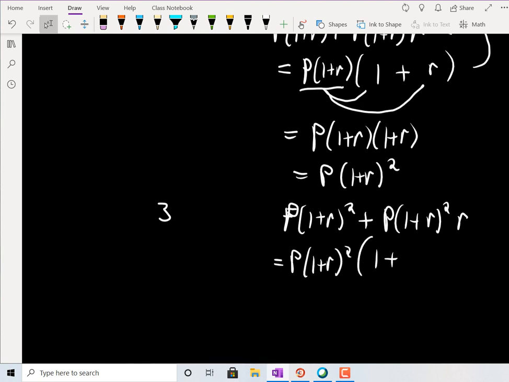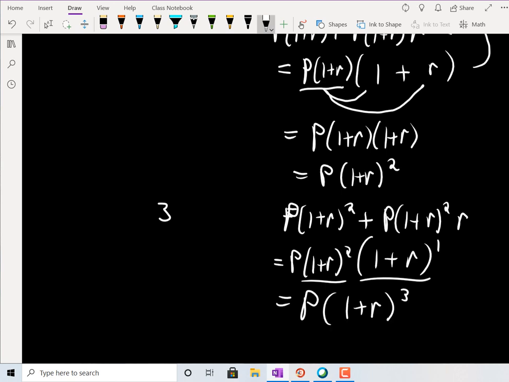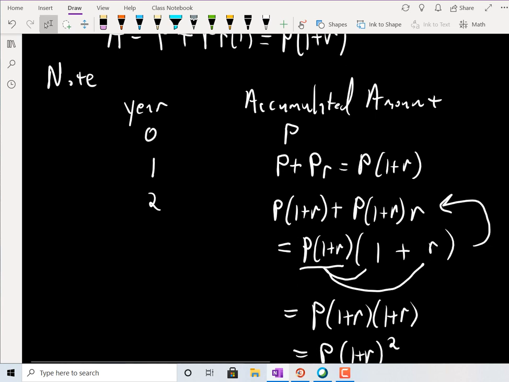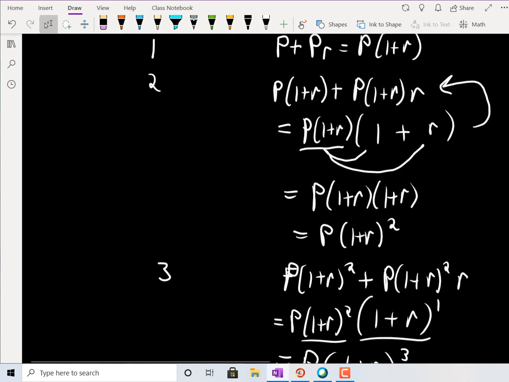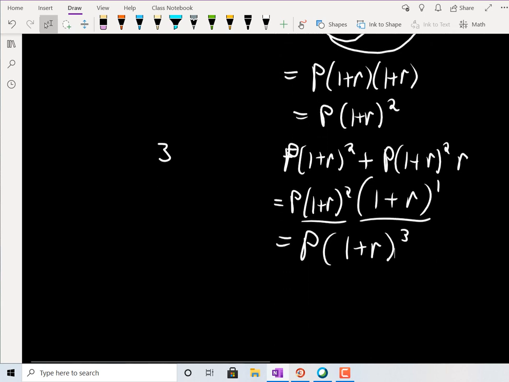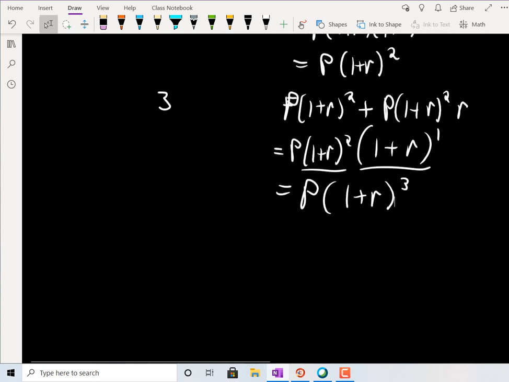And you're left with 1 plus R. And then you can multiply that together, the 1 plus R squared times the 1 plus R to the first power. Just add the exponents, and you get P times 1 plus R cubed. So after 1 year, you get P times 1 plus R. After 2 years, you get P times 1 plus R squared. After 3 years, you get P times 1 plus R cubed.